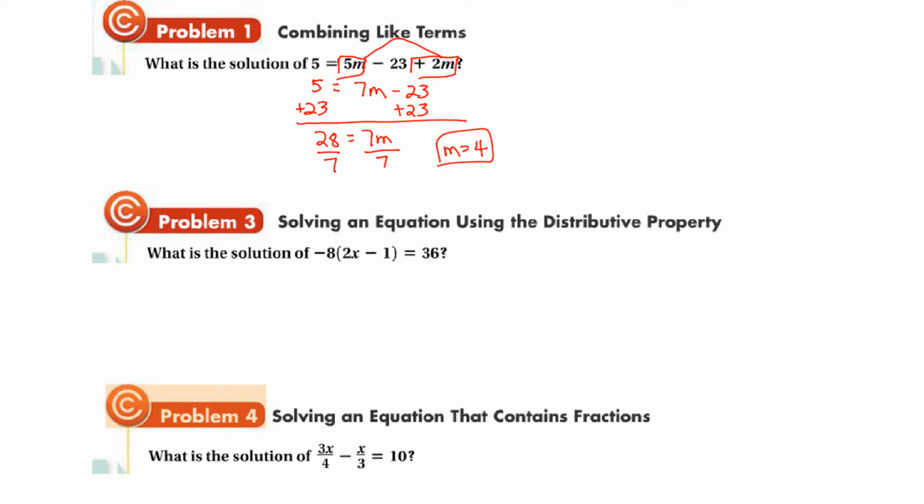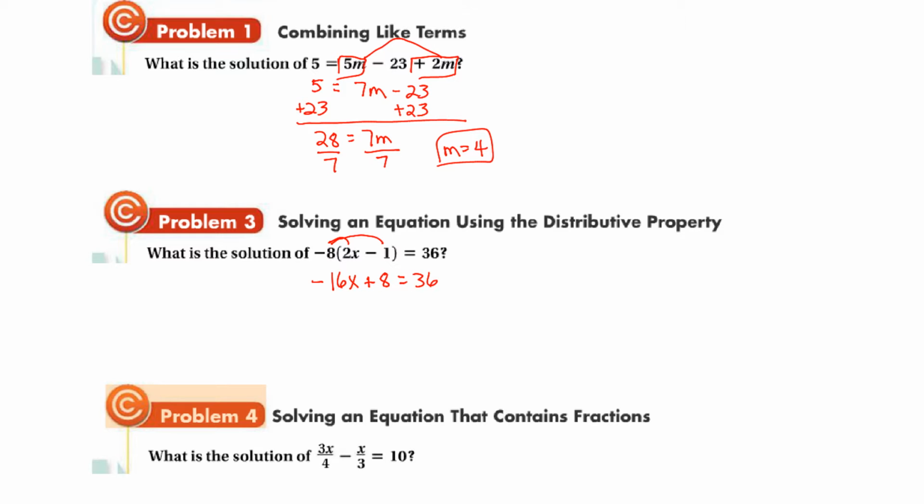Problem number 3 is an equation using the distributive property. Again, following my steps, clear the equation of fractions and or decimals does not apply. Clear the equation of parentheses, which I do have here. So I'm going to do my distributive property. I'm going to multiply negative 8 times 2x, which gives me negative 16x. And I'm going to multiply negative 8 times negative 1, which gives me plus 8. Then I have equals 36.